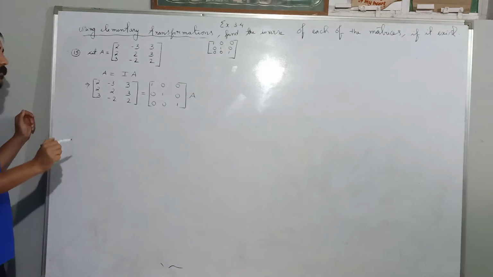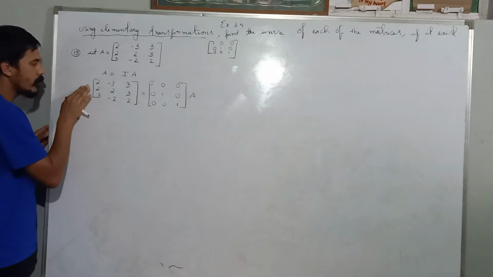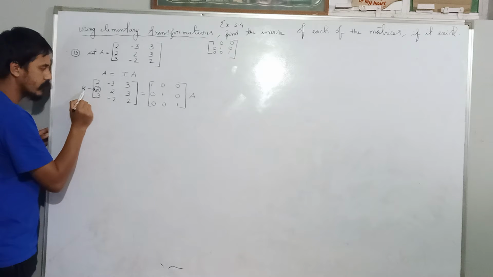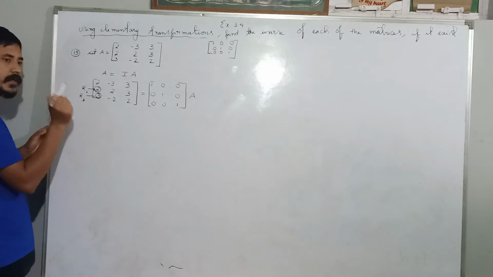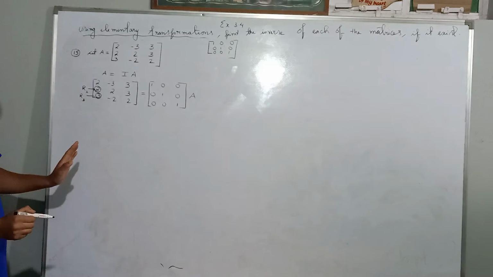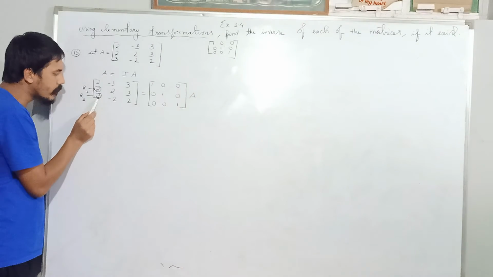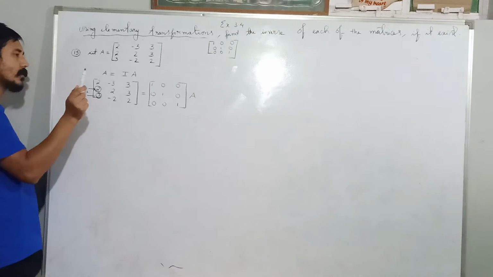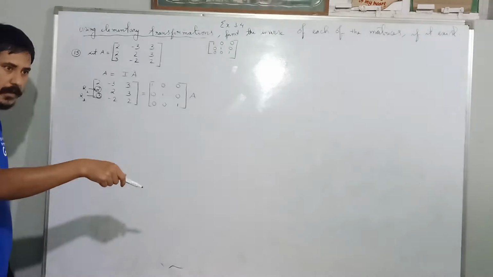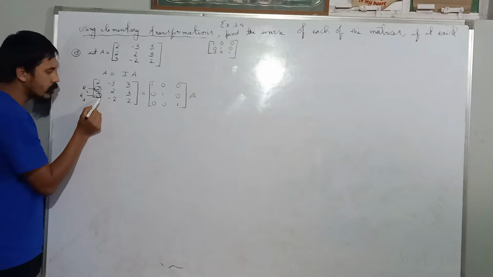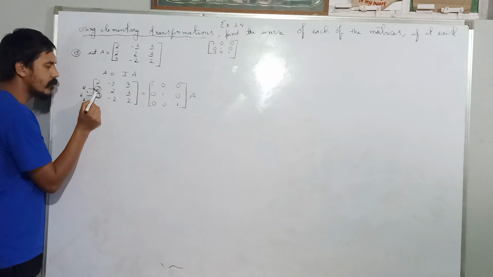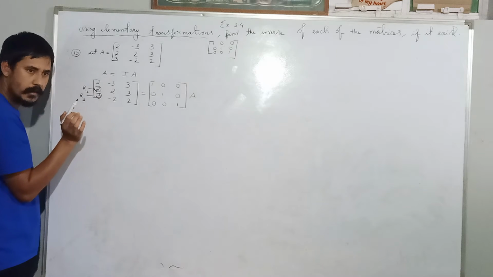So how to do it? First of all, you have to convert this entry of row 2 and this entry of row 3 to be 0 simultaneously. In order to convert this entry of row 3 to 0, you cannot use row 2 because both of them are going to undergo transformation simultaneously at the same time, okay? So in order to convert this entry to 0, you have to use row 1, and in order to convert this entry to 0, you have to use row 1 only in both the cases, okay?